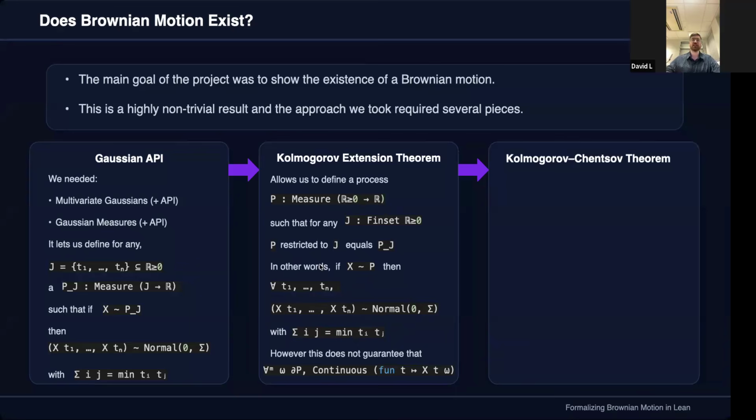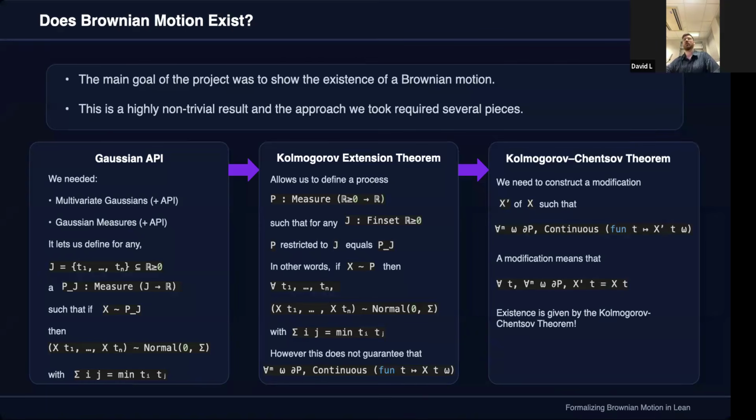However, a key point is that this does not guarantee continuity. In fact, you can prove that the extension theorem just gives you the existence of some process which satisfies these properties, and you can come up with counterexamples of some process which satisfies this property but is not almost surely continuous. So that's where we need the next step, which is the Kolmogorov-Chentsov theorem.